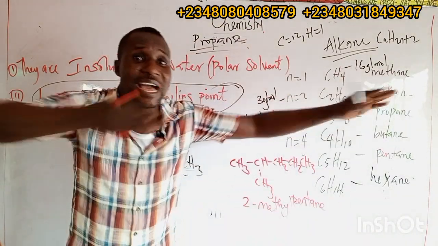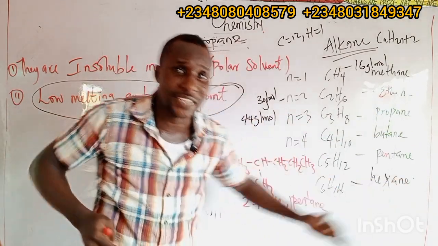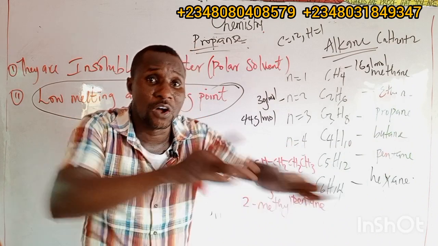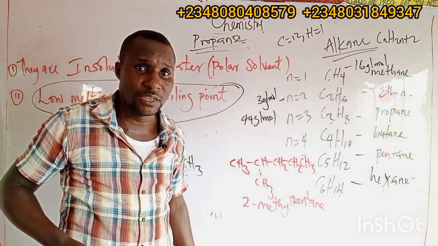Long chain has higher melting and boiling point than branched chain aliphatic hydrocarbon compounds. Take note of that. Please take note of that.